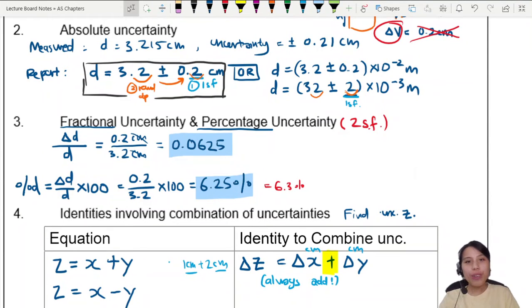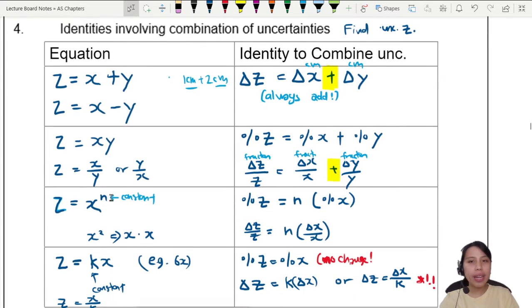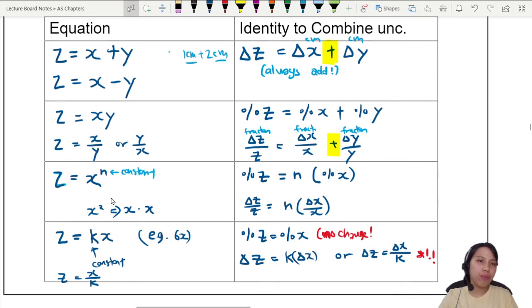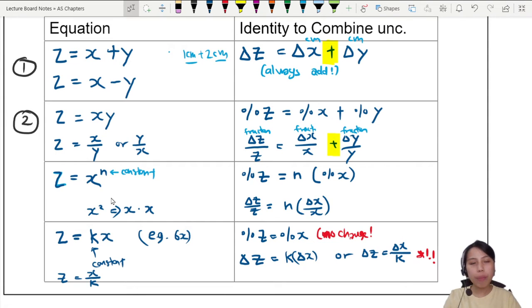In the previous video, we looked at what absolute uncertainty and fractional and percentage uncertainty are, as well as the four groups of identities that we use to combine uncertainties together. Number 1, plus or minus. Number 2, what happens if things are multiplied or divided together. Number 3, what if there are powers involved in your equation. And number 4, what if there are constant multipliers or dividers involved.